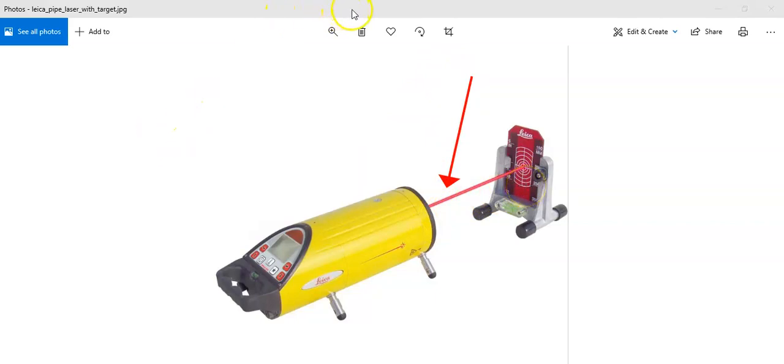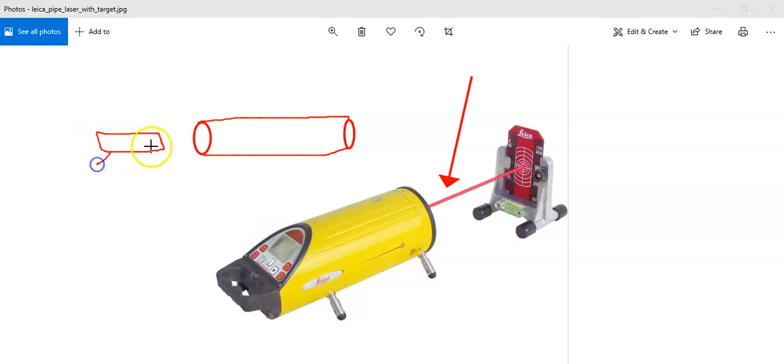So if you have, for example, a pipe which goes from one end to another, where a laser is sitting here, this laser goes inside in a straight line.